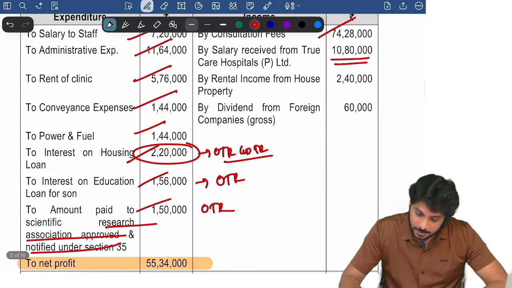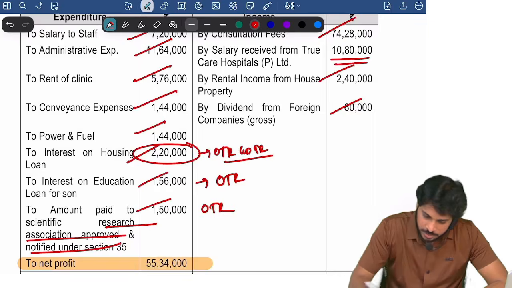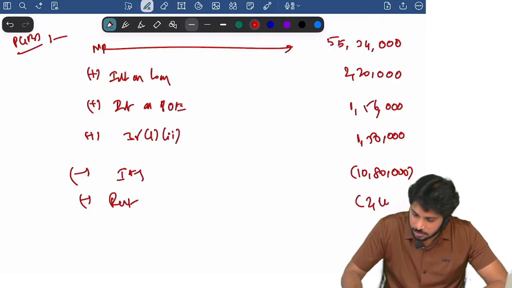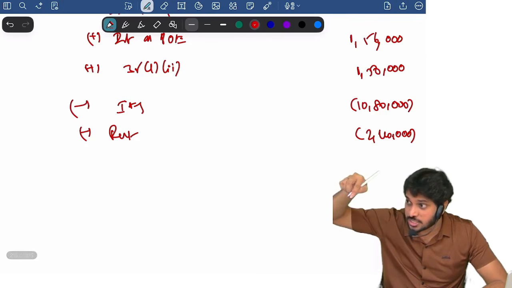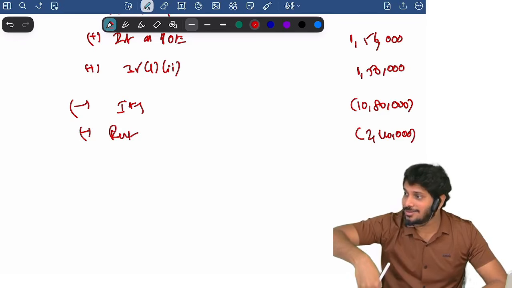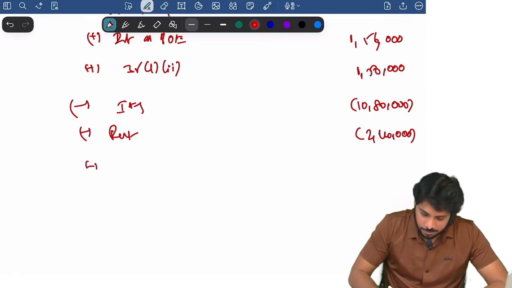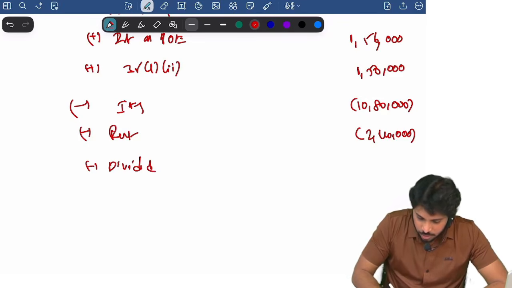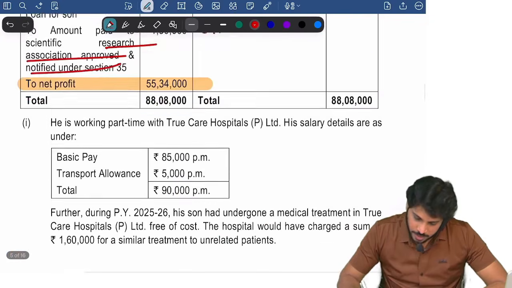Okay, then rental income and then dividend, minus rent. How much is the rent? 2,40,000. The house was under reconstruction, it took 6 months, only 6 months they rented, monthly rent 40,000, so 2,40,000, the amount is matching here. Able to understand? Next, then dividend minus dividend, how much is that? 60,000. That's it. So now we'll see further information.